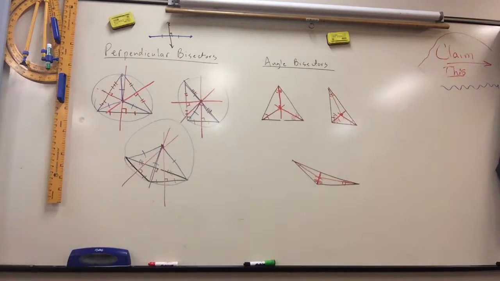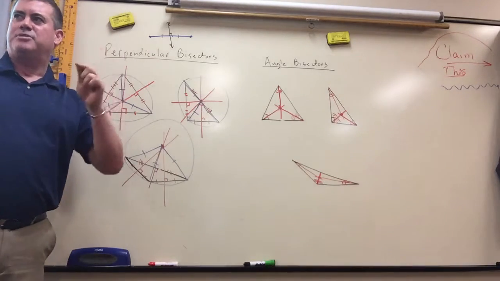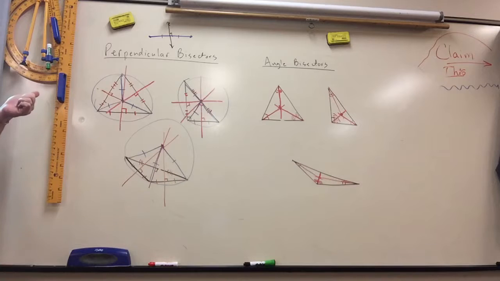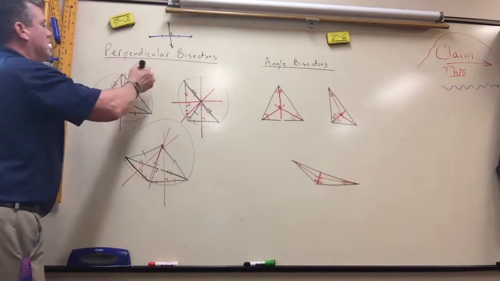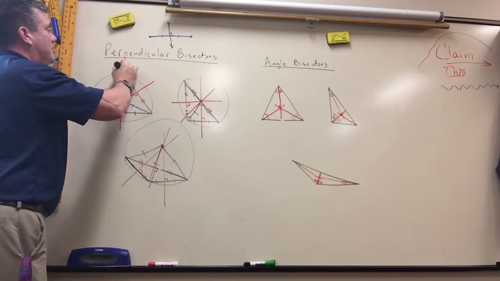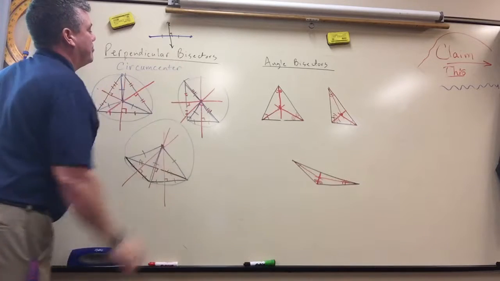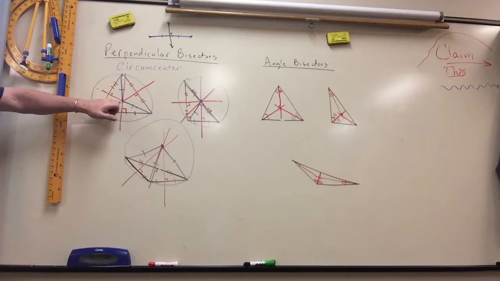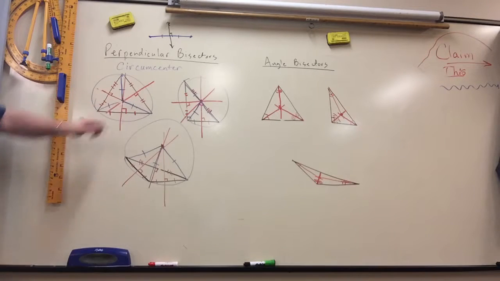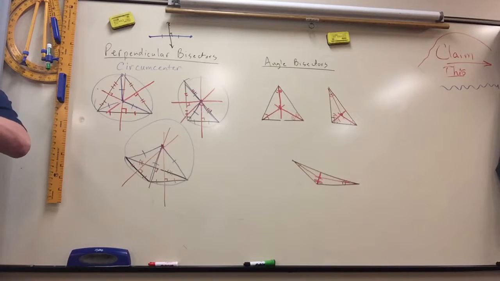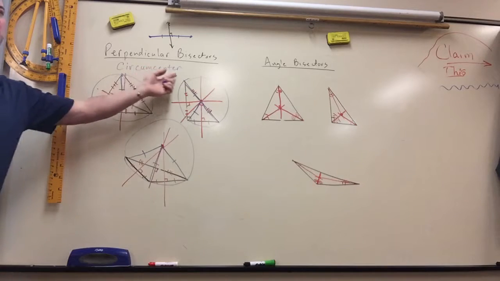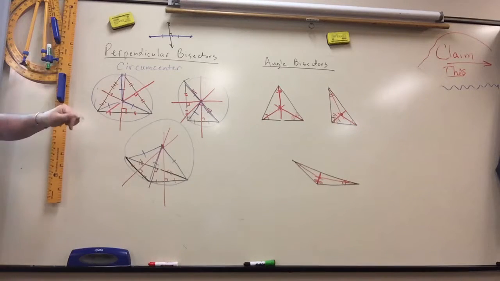Okay, so you can put a circle around an object by doing the perpendicular bisectors. That's called the circumcenter, right? Okay, so this point is called the circumcenter. Because if they say to circumnavigate the globe, that means go around the globe, right? Okay, so circumcenter means you can put a circle around it.